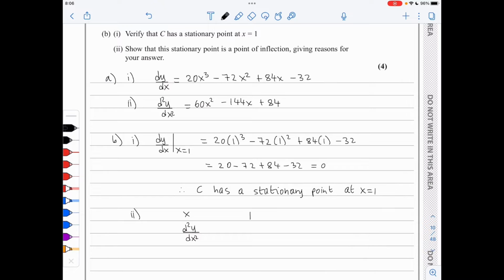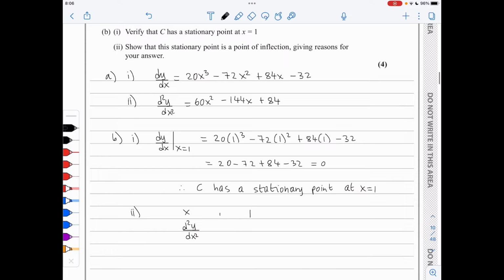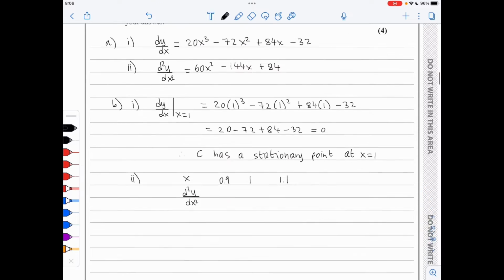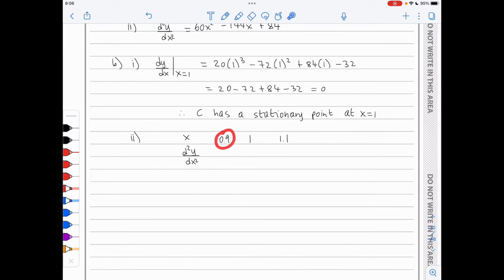We need to investigate around 1, so I could go a bit to the right and a bit to the left, so maybe 0.9 and 1.1. So I will evaluate the second derivative when x is 0.9. This gives me a value of 3. I will evaluate the second derivative when x is 1.1. This gives me a value of negative 1.8. I could even evaluate it at x is 1. It gives me a value of 0. What we notice, however, is that we have a change in sign. It goes from positive to negative.